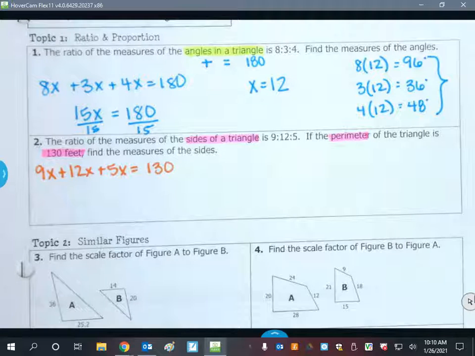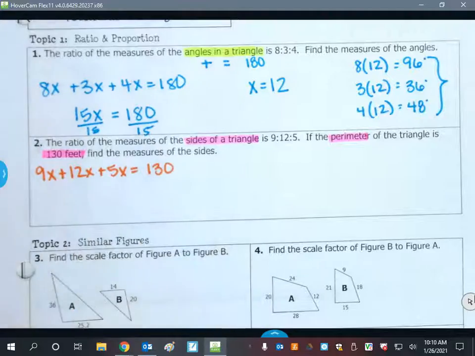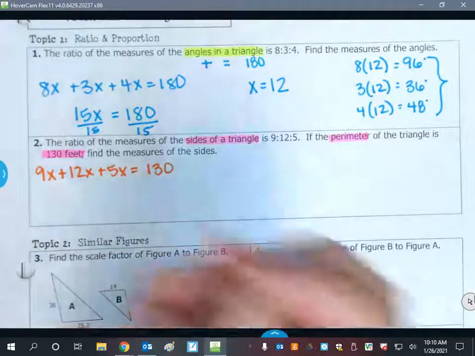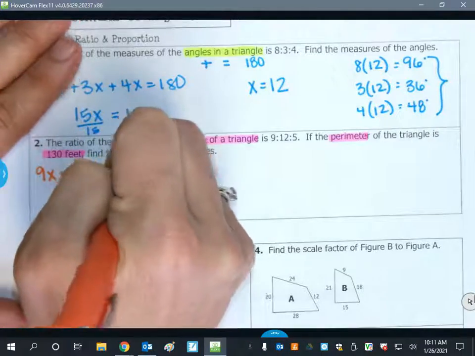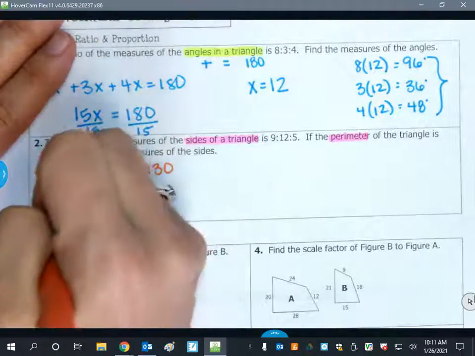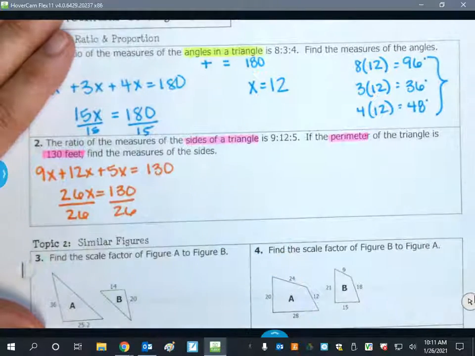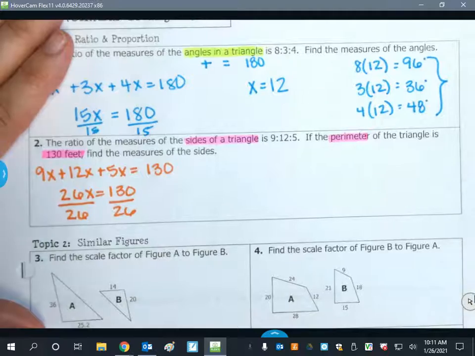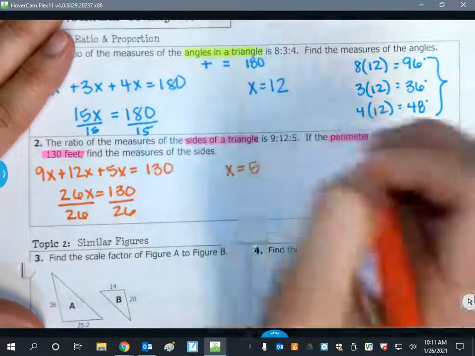We solve that for x by combining our like terms. So we have 9 plus 12 is 21x, and 21x plus 5x is 26x. So we have 26x equals 130. Divide by 26. And 130 divided by 26 is 5. So x equals 5.